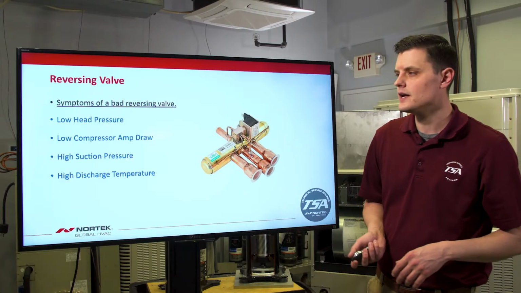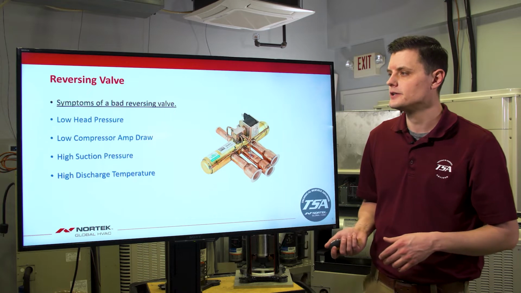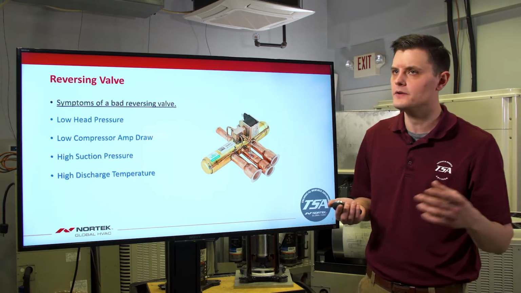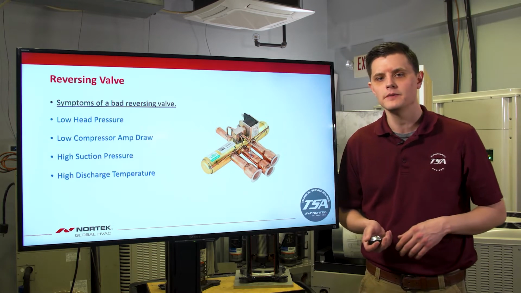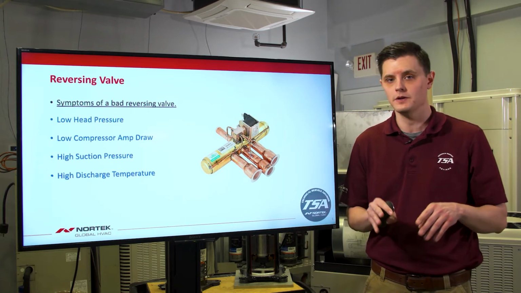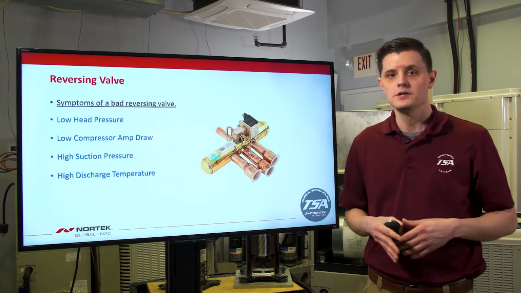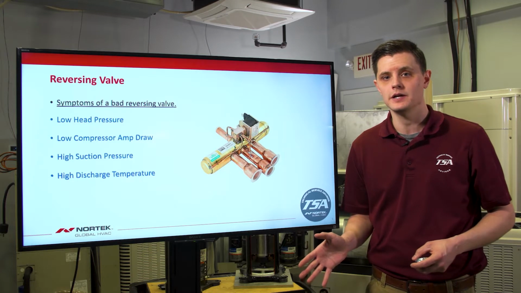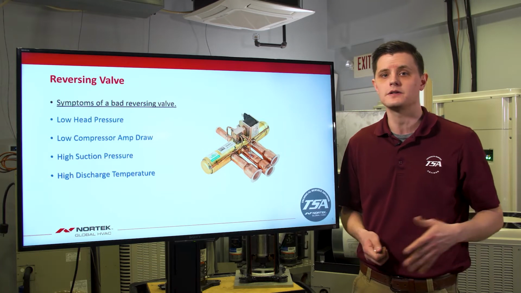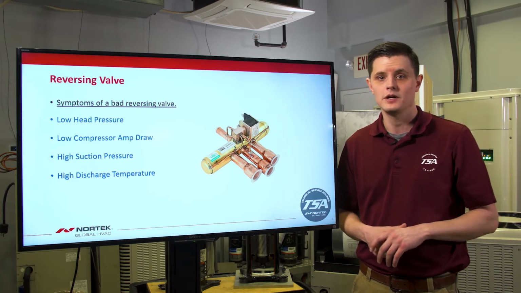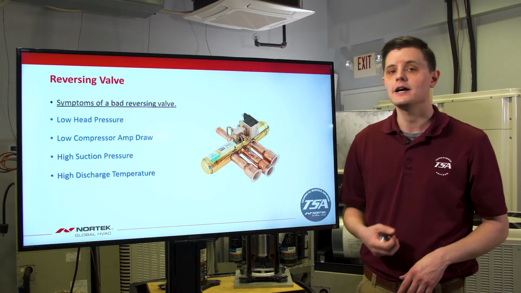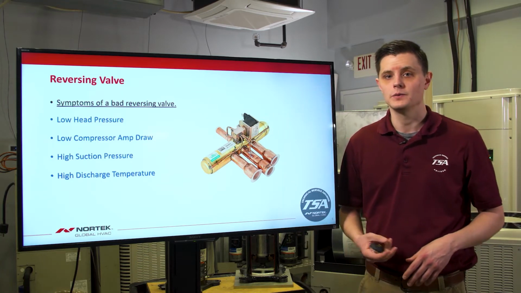Now, just to add to that a little bit, your low head pressure portion would be that if your reversing valve is stuck kind of in the middle, the discharge pressure coming off of the compressor is kind of going to be split, if you will. Half of it is going to go to one side of the valve, which will be your high side, and the other half is going to go to the low side portion of the valve. And that's why you can have a low head pressure and a high suction pressure when you hook gauges up to your system.